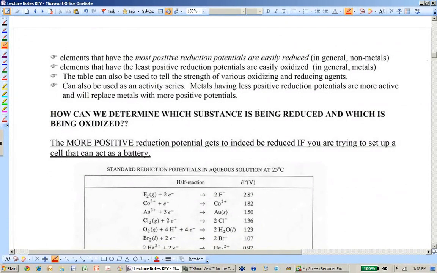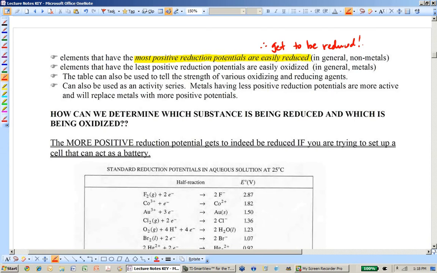So here's the important stuff that you need to know. Elements that have the most positive reduction potential are easily reduced. In other words, when you're trying to decide who's reduced and who's oxidized, they are easily reduced, therefore they get to be reduced. That's how you get started. When you're scratching your head wondering where to start, you compare the reduction potentials, and the more positive one gets to be reduced.